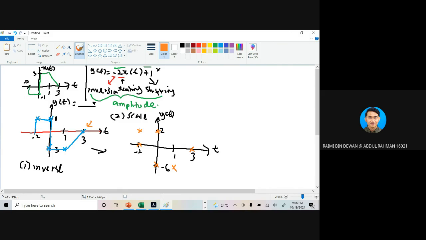So now you have this, then you make a connection. Of course, because my drawing is not to scale, you cannot see.